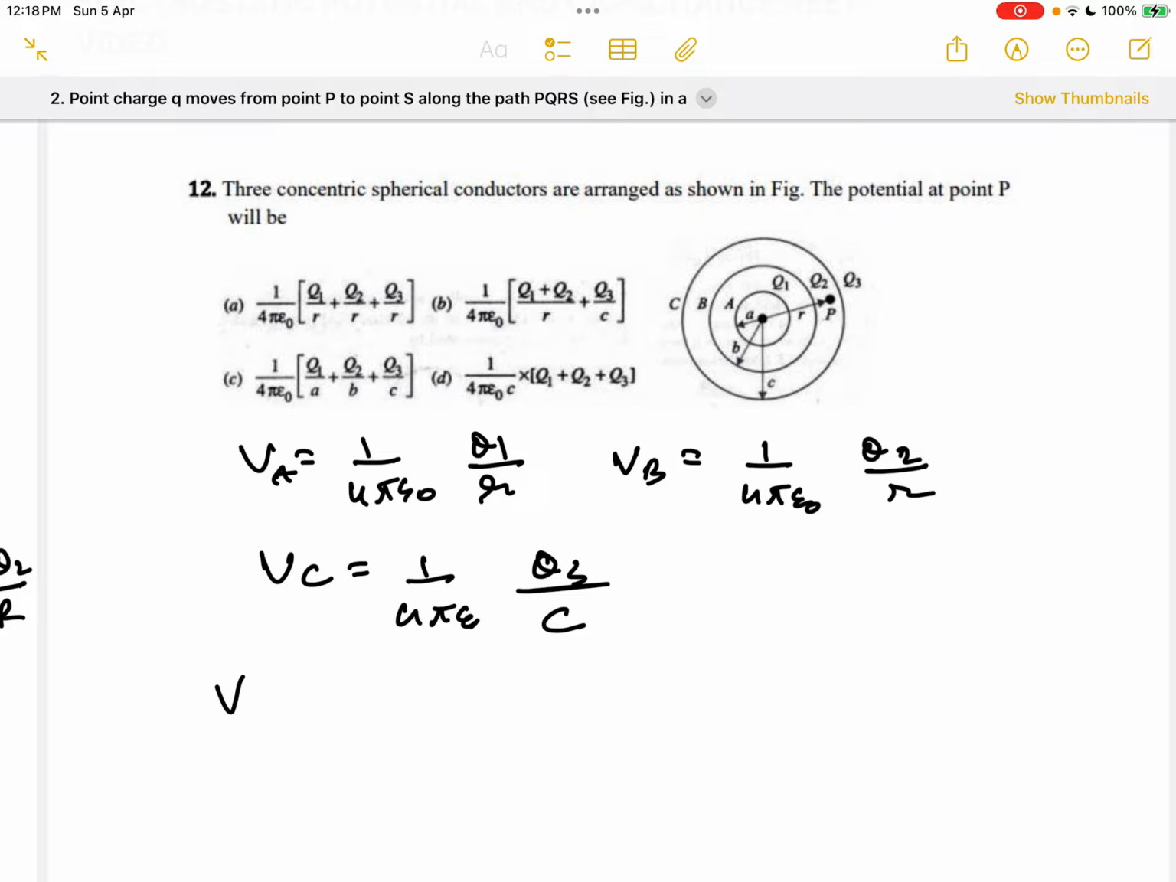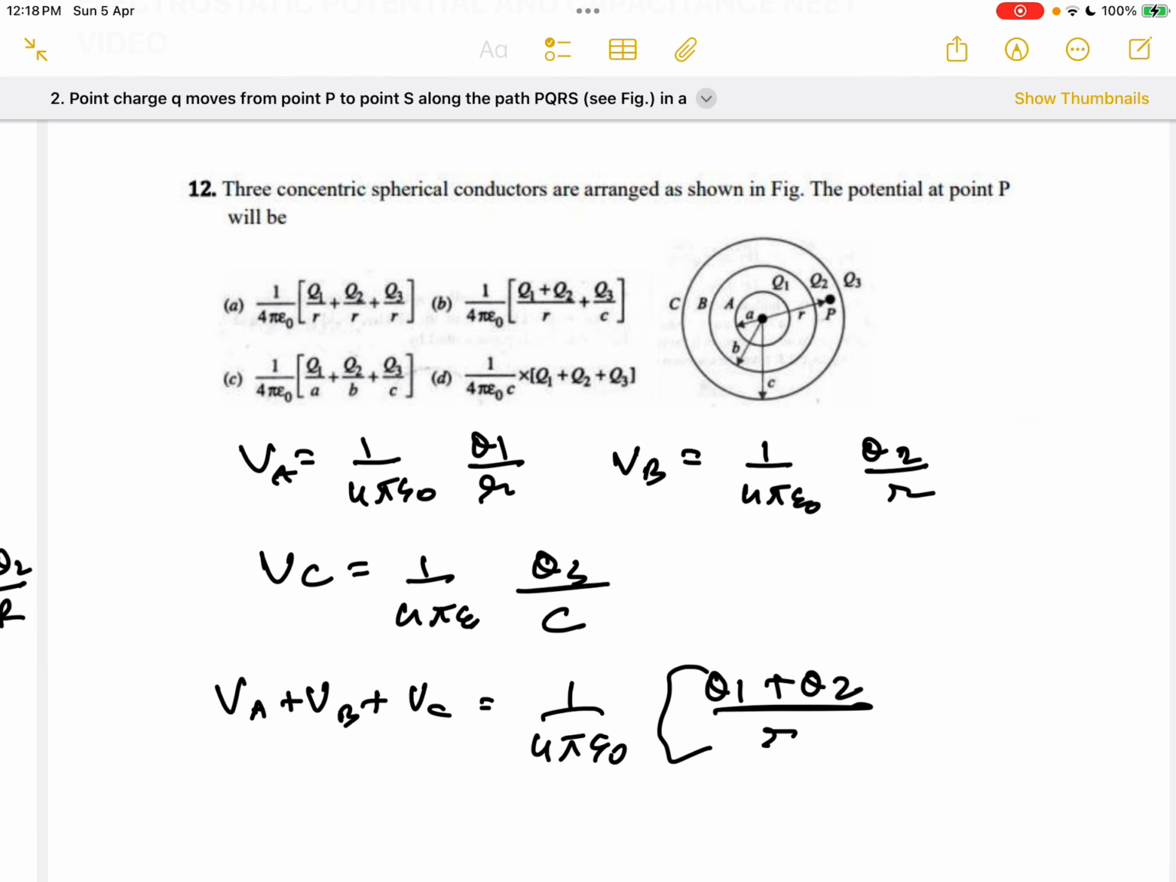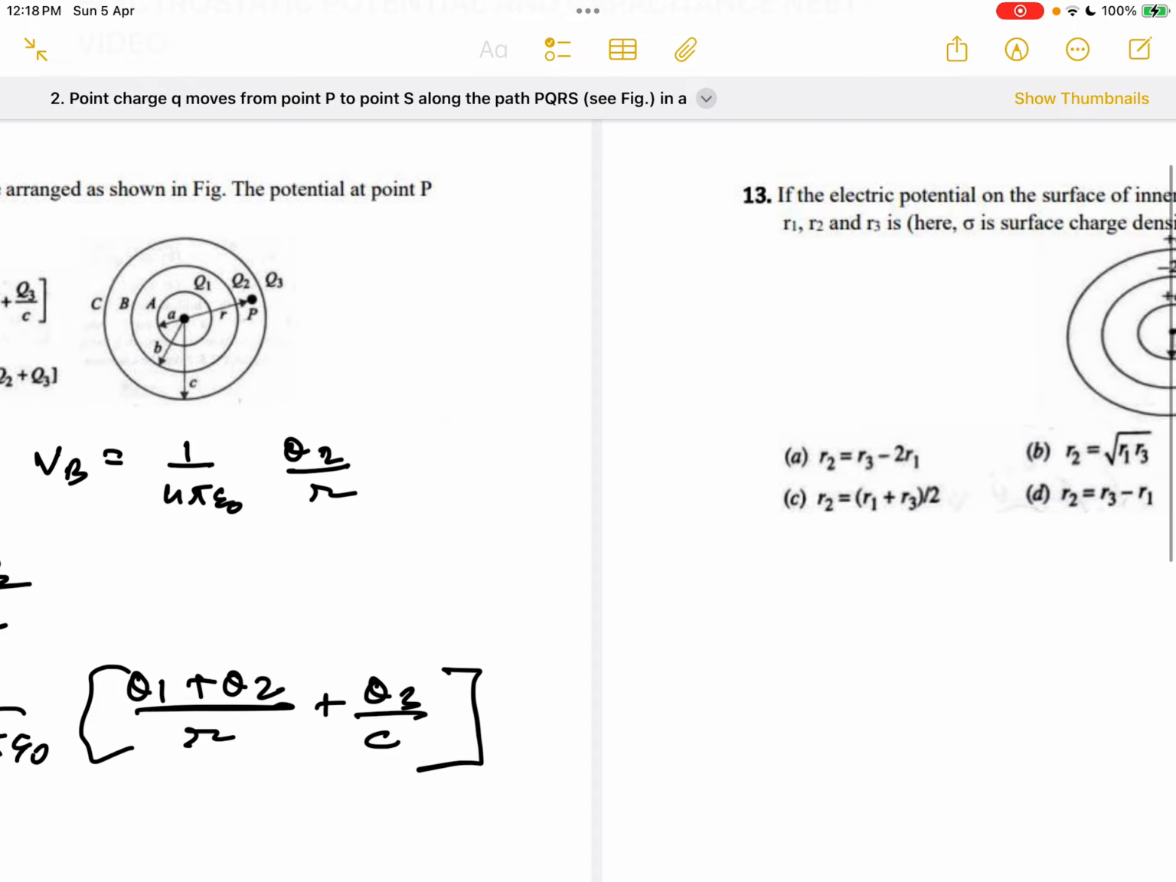So the total potential VA plus VB plus VC would become equal to 1 by 4 pi epsilon naught, which will come out as a common factor. Then you will have Q1 plus Q2 divided by R, and then you will have Q3 divided by C. So that's how you would compute the potentials. So option B is the correct answer. Let's continue to question number 13.